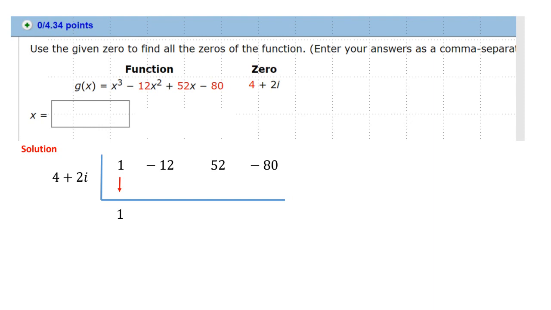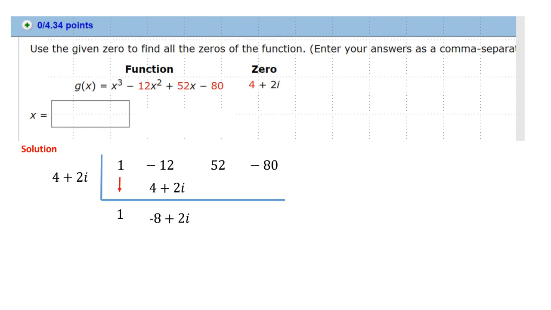So we have this function, x cubed minus 12x squared plus 52x minus 80, okay? I'm going to use synthetic division, but use my complex number to do this. And it is possible, it's just a little work, but you can still do it. So I bring down my 1, multiply 4 plus 2i times 1. This gives me 4 plus 2i.